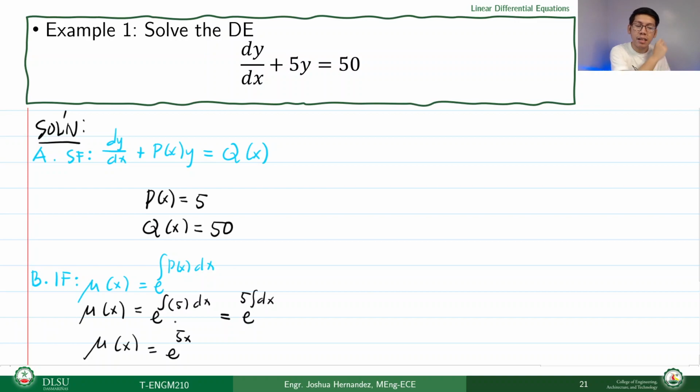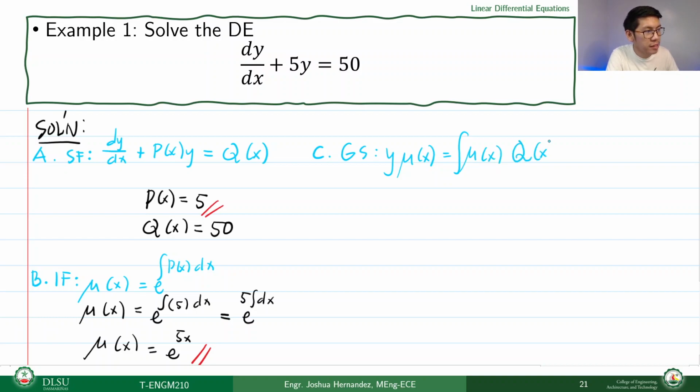Now, again disregarding our plus c, please do take note of that. So we have mu of x and then p of x. Of course, we now move on to our third step, which is getting the general solution. And what is our general solution? That's y mu of x equals integral of mu of x q of x dx plus c.